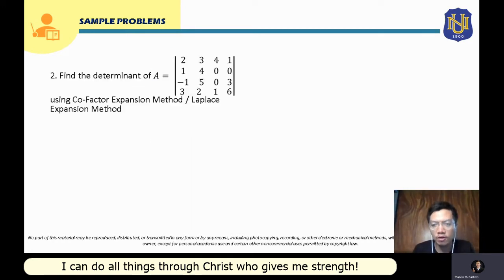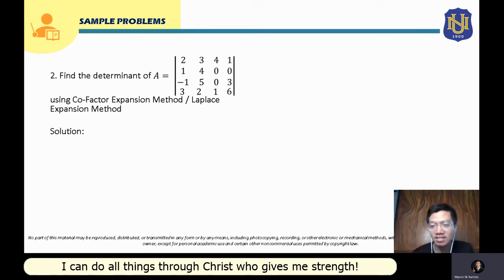Okay, so let's start solving now a 4 by 4 matrix using the cofactor expansion method or Laplace expansion method. This is our given matrix. Again, this is a 4 by 4 matrix, so we cannot use the basket method in solving for its determinant. Since the problem does not give the row or the column that we should use, we have the freedom to choose what row or column we are going to use for our solution.